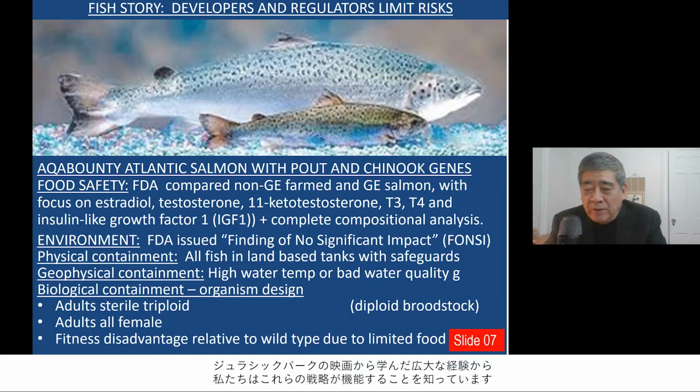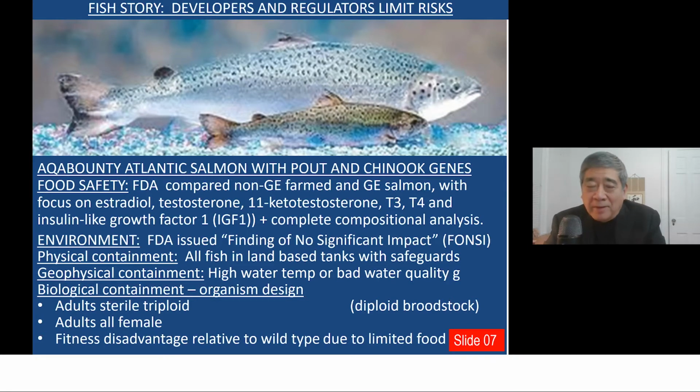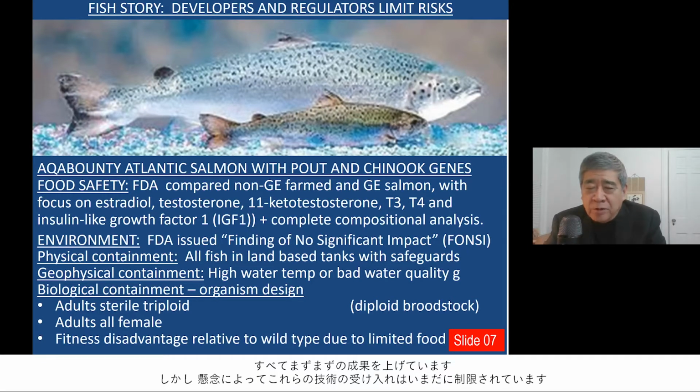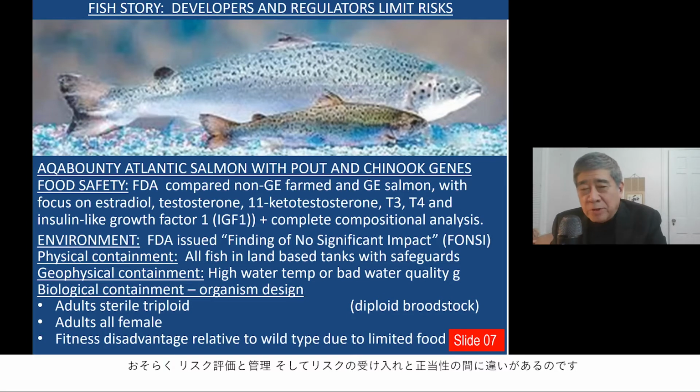We all know from our vast experience with the movie Jurassic Park that these strategies work. Well, they actually have worked reasonably well, but concern has still limited the acceptance of these technologies. And there is perhaps a difference between risk evaluation and governance and acceptance and legitimacy of same.